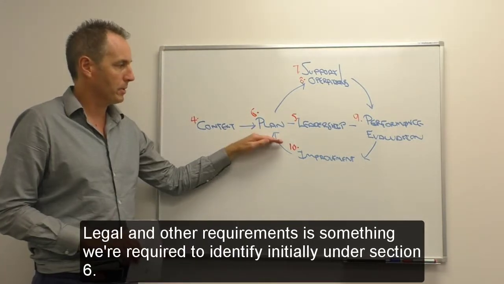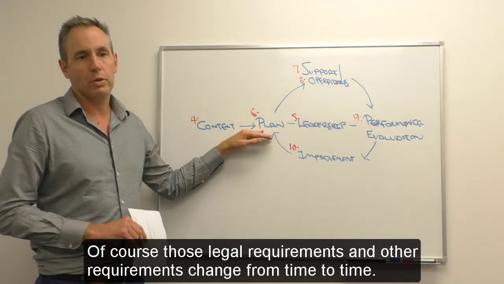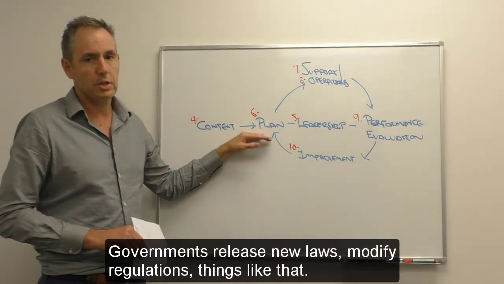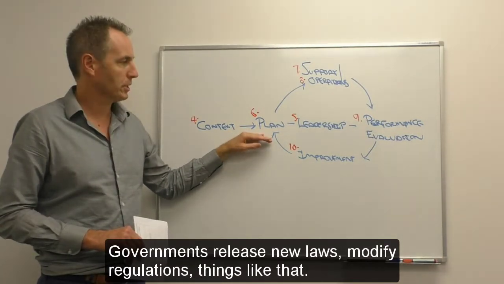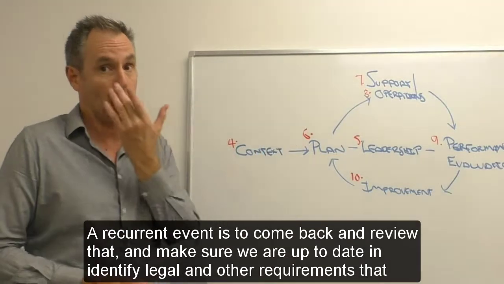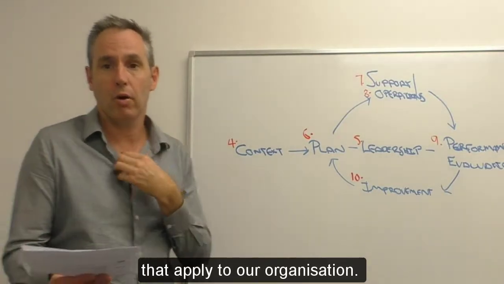Legal and other requirements is something we're required to identify initially under section 6. Of course, those legal requirements and other requirements change from time to time. Government release new laws, modify regulations, things like that. A recurrent event is to come back and review that and make sure we are up to date in identifying legal and other requirements that apply to our organisation.